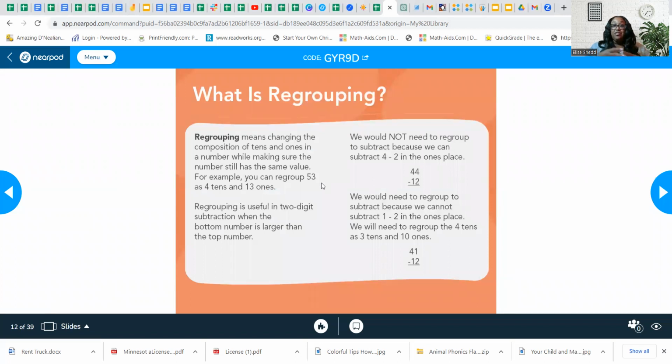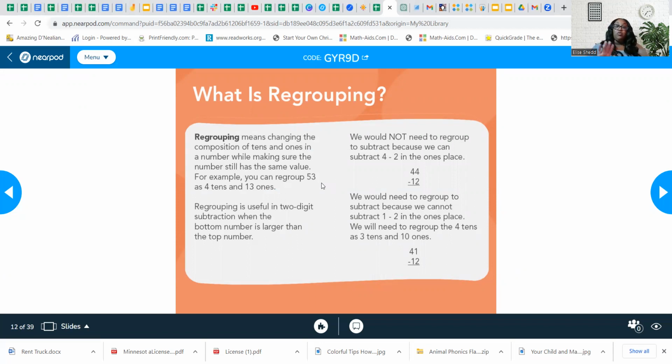Now, what is regrouping, Michelle? Regrouping means changing the composition of tens and ones. So ones and tens is going to be your best friend, and making sure the number still has the same value. For example, you can regroup 53 as 4 tens and 13 ones. Regrouping is useful in two-digit subtraction. And Michelle is going to show you some other ways. Show you one way here, and then another way that really helps as well.